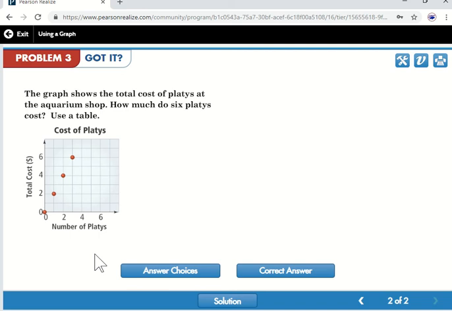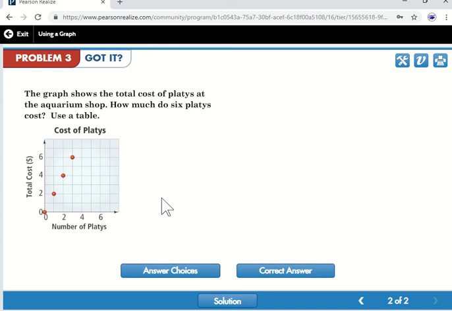So they want 6 platies. I mean, 6 is just right here. It might have been a little bit better of a question to ask about maybe like 10 platies or even like 30 platies or something, something that would be way out of bounds, and you pretty much can't just use the picture and do it graphically.